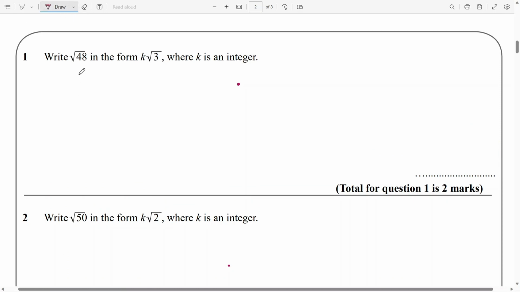So the first question is to write root 48 in the form of k root 3, where k is an integer. So we can write that as root 16 times root 3, and root 16 is 4 times root 3, and this simplifies to 4 root 3.